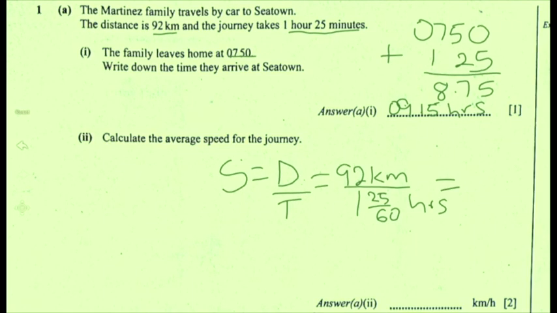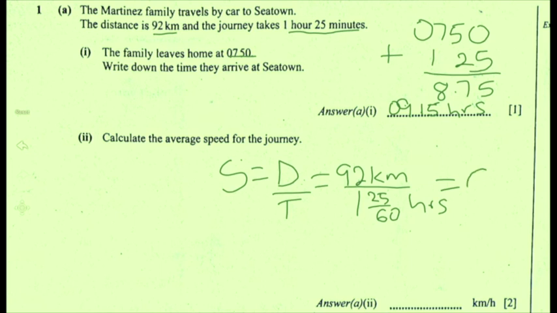Then if you divide that, that is 92 divided by 1 hour 25 minutes. So that's equal to 64 and 16 over 17. So that's the speed there. So it's 64 and 16 over 17 in kilometers per hour.